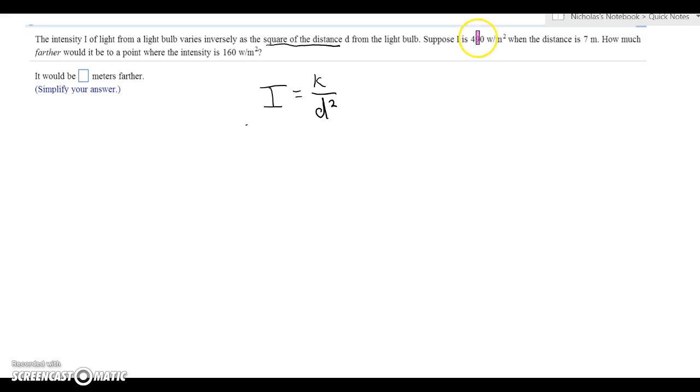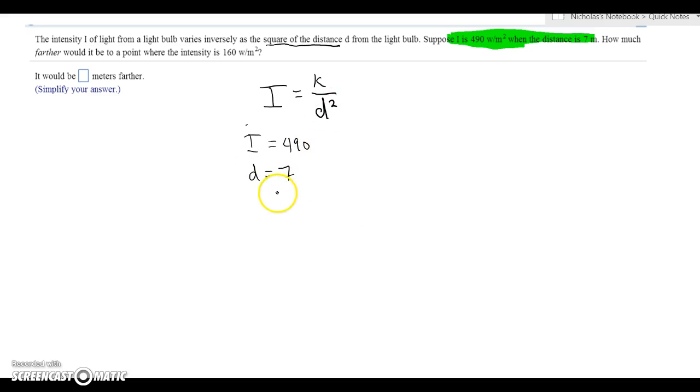Let's see if I can highlight these. You see it says I is 490 when d is 7. That's not a very good highlighter. How about this one? I is 490 when d is 7. So they're going to give us values of I and d because we're going to need to solve for k now. So we know that I is 490 when d is equal to 7.